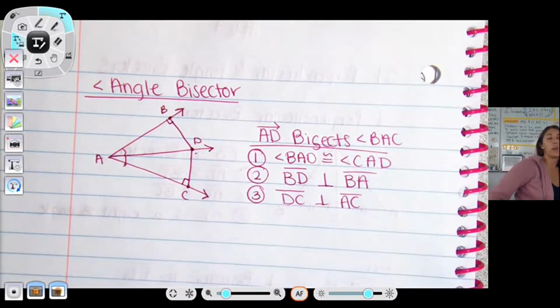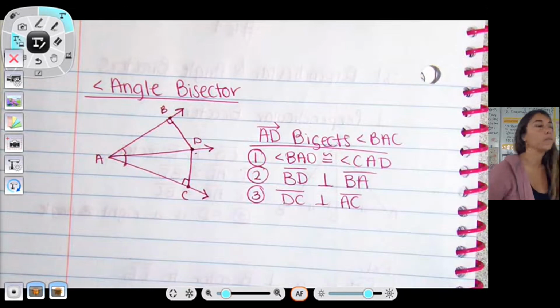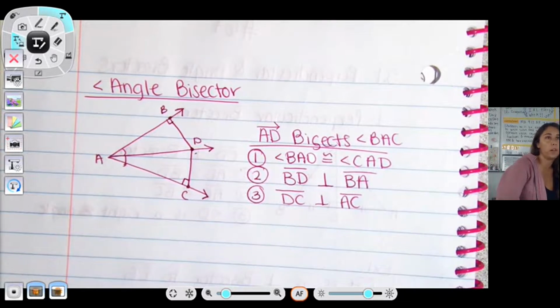Depending on how you drew your angle and where your points are, you're probably like, what the heck? Oh no, mine does look like a right angle. It's supposed to be perpendicular. On your worksheets, it will be perpendicular.